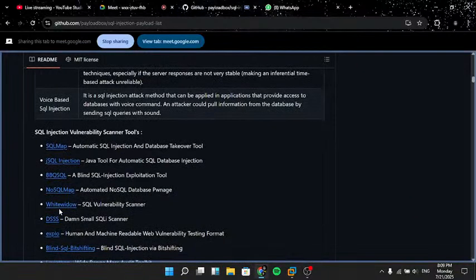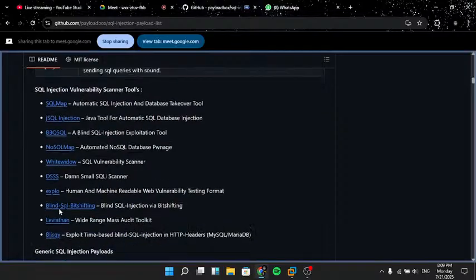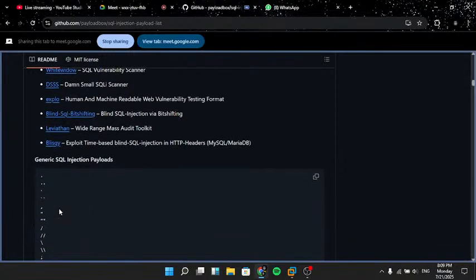SQL injection vulnerability scanner tools. We have SQLMap, which we are going to be using today. We have jSQL Injection, we have BBQSQL, NoSQLMap, we have WhiteWidow, we have DSSS, Explo, and so many more.